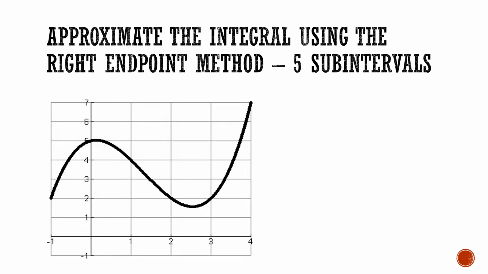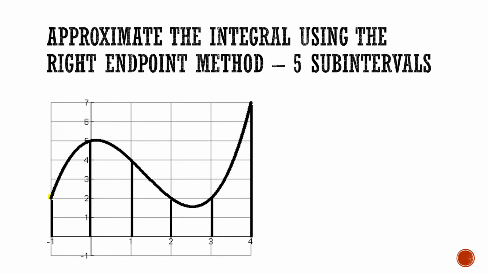All right, so using 5 subintervals, since I'm going from -1 to 4, each subinterval will be length 1. So I'm just going to draw on my graph 5 subintervals. All right, and as you can see, I have equally spaced intervals, and I have 1, 2, 3, 4, 5 of them.